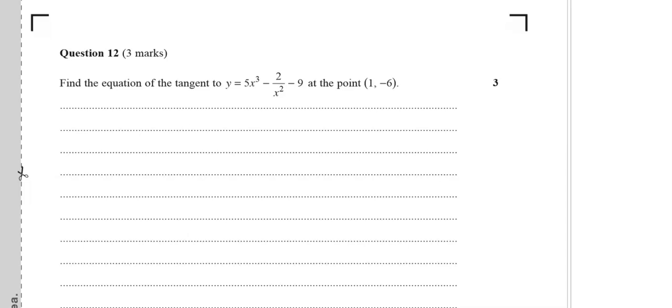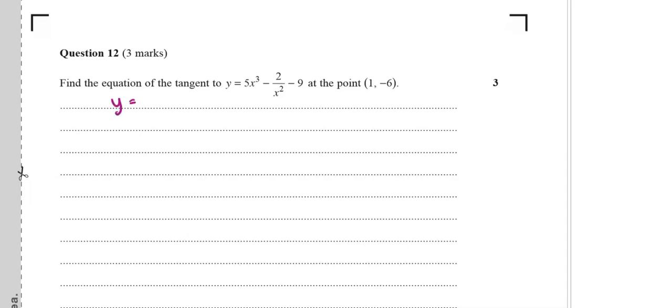Question 12. Find the equation of the tangent to y equals 5x cubed minus 2 on x squared minus 9 at the point 1, minus 6. Pause here to try yourself. The fact that we're looking for the equation of the tangent tells us we're going to need to differentiate.